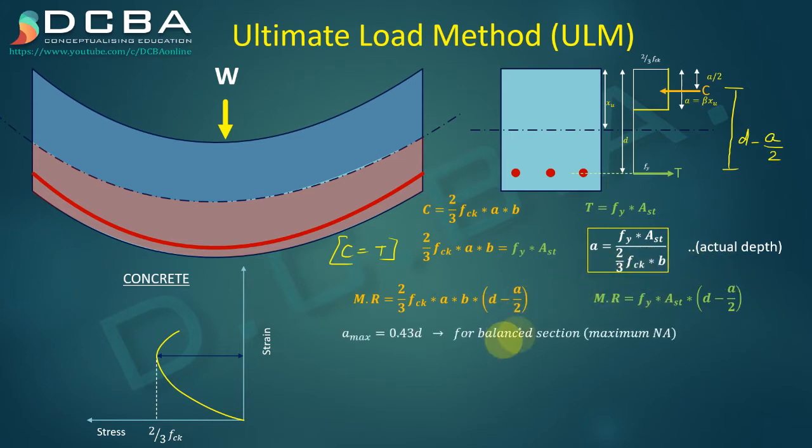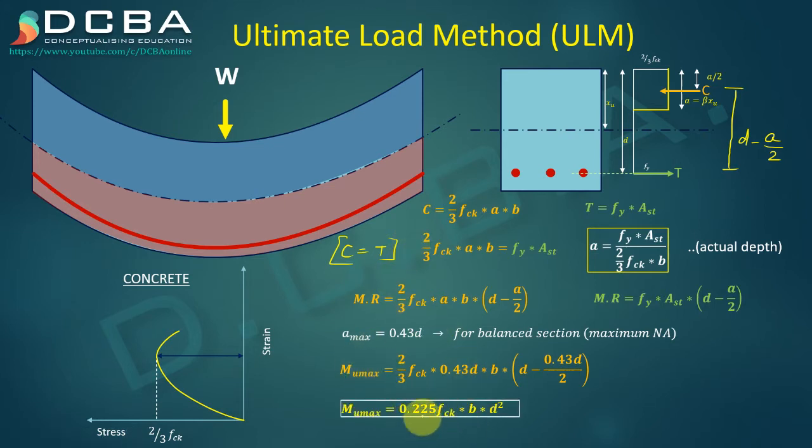The maximum depth of this a is taken as 0.43d for a balanced section. And Mu max will become 2 by 3 fck into 0.43d into b into d minus 0.43d by 2. That is, I just substituted this a max here instead of a, so that will give you your Mu max for a singly reinforced beam. It comes out to be 0.225 fck bd squared.